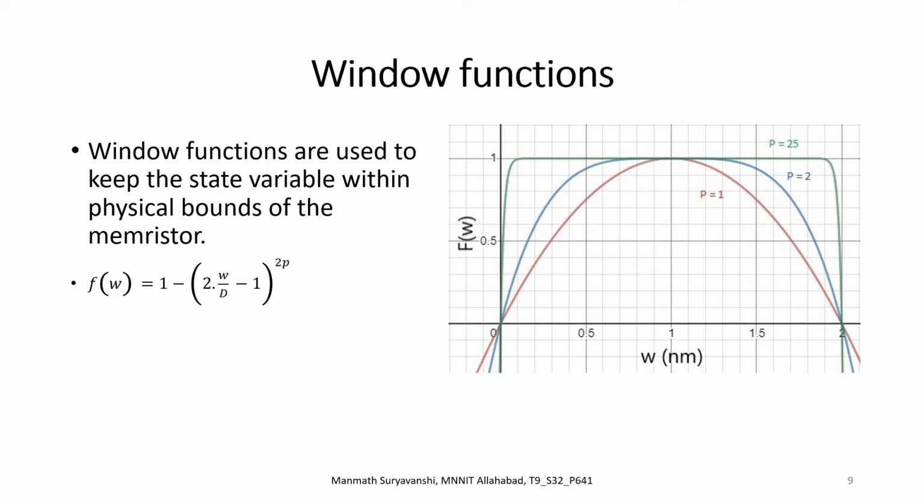Here we see a window function plot. For a memristor of length 2 nanometers, we observe that the rate of change of the state variable reduces to 0 at W equal to 0 and W equal to 2 nanometers. This will prevent the state variable from going out of bounds, but it raises another problem: if the state variable reaches the border, the rate of change drops down to 0, so there will not be any future changes in the state variable. Thus, we have to take care that W does not reach either of the boundaries.